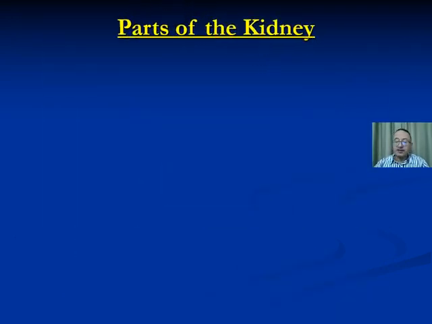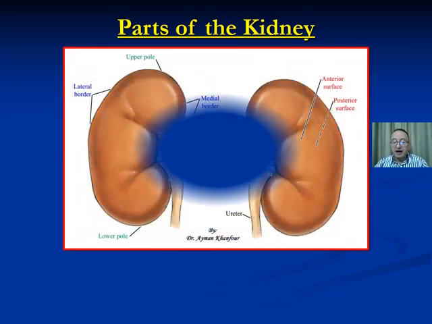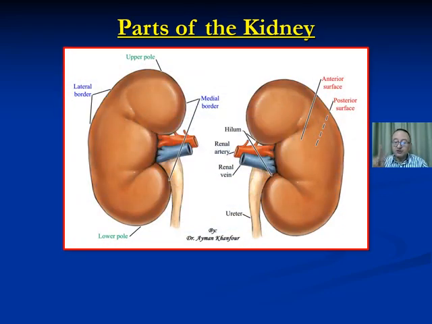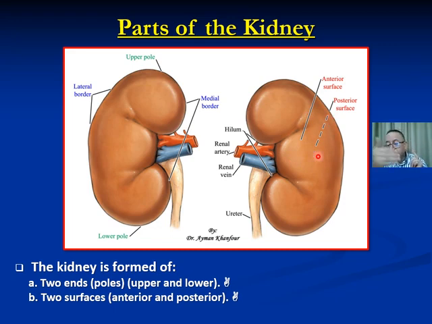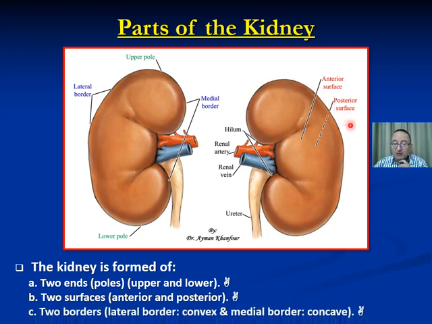Now, what are the parts of the kidney? If I look at the kidney, I'll find it formed of 2 plus 2 plus 2. What are those? It is formed of 2 ends, the upper end or upper pole and the lower end or lower pole. It also has 2 surfaces: this is the anterior surface and this dotted one. Why dotted? Because I'm not seeing it from the anterior surface, so it is the posterior surface. In addition, it has 2 borders: the lateral one, which is convex, and the medial one, which is concave.